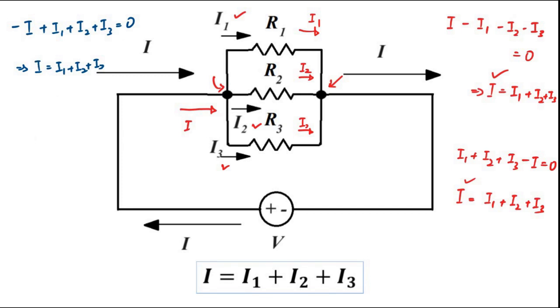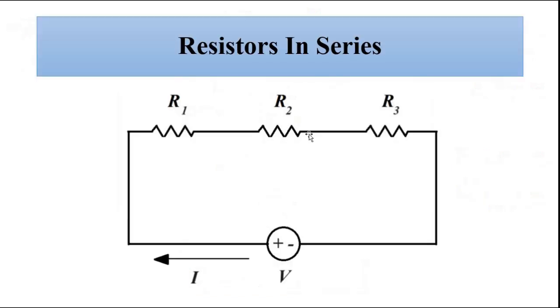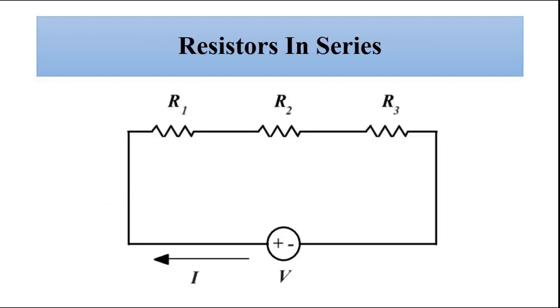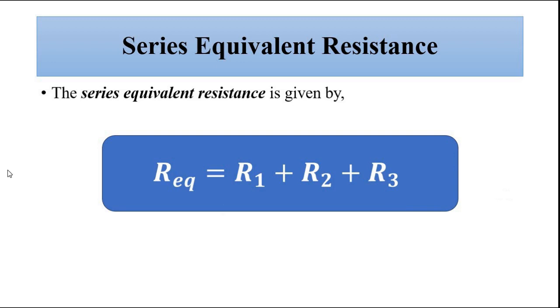So that is KCL. Okay, KVL and KCL. Then another simple thing, resistors in series and resistors in parallel. Resistors are said to be connected in series if the same current flows through all of them. So here the series equivalent resistance is R1 plus R2 plus R3. Simply add them up, the algebraic sum. If there are n number of resistors connected, it will go up to Rn.